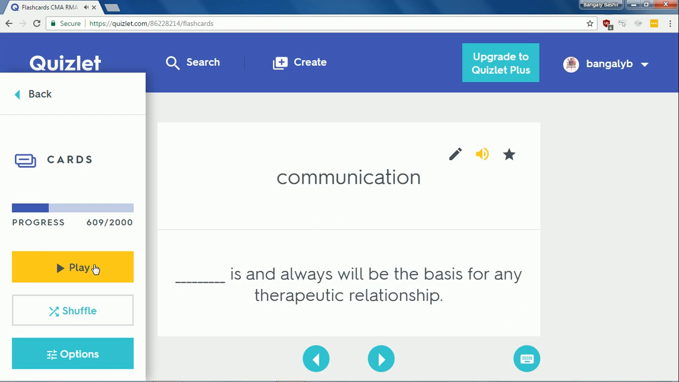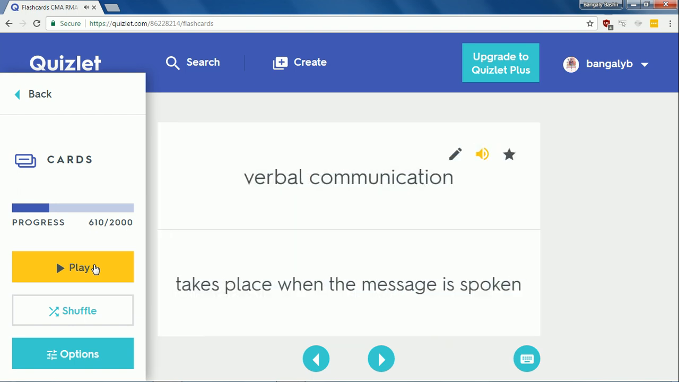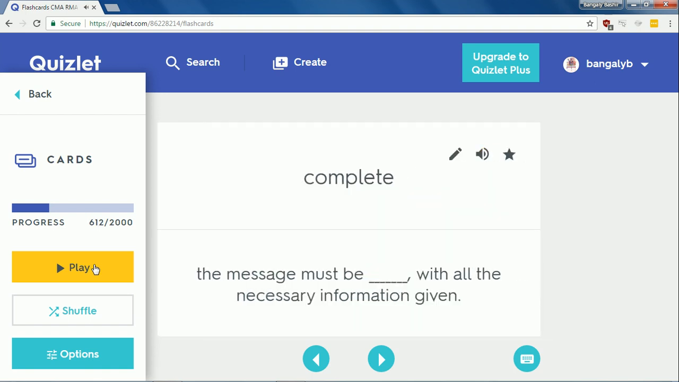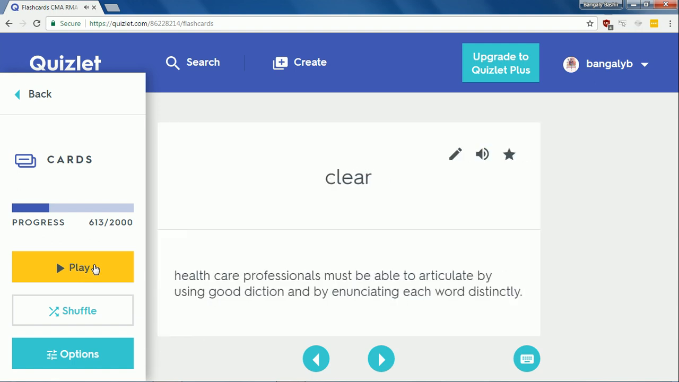Communication. Blank is and always will be the basis for any therapeutic relationship. Verbal communication takes place when the message is spoken. 5 C's of communication: complete, clear, concise, cohesive, courteous. Complete. The message must be blank with all the necessary information given. Clear. Healthcare professionals must be able to articulate by using good diction and by enunciating each word distinctly.